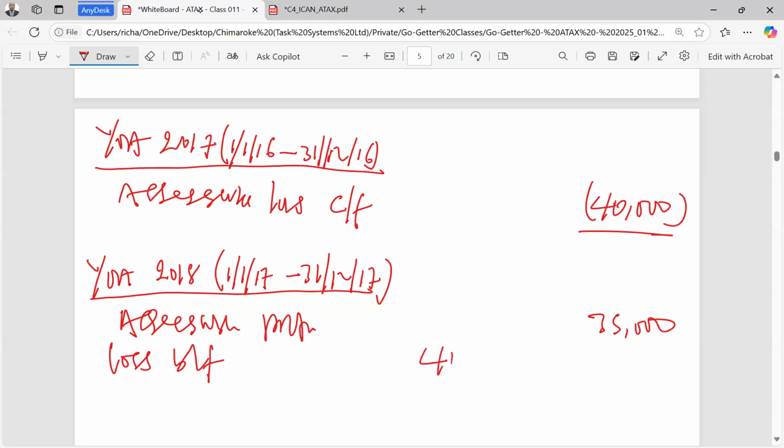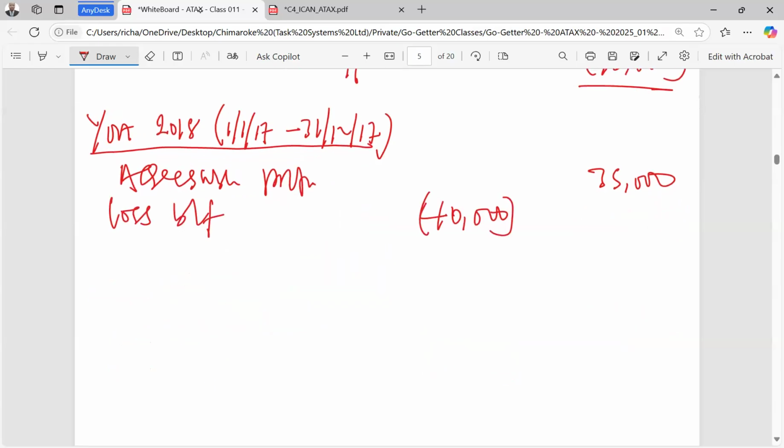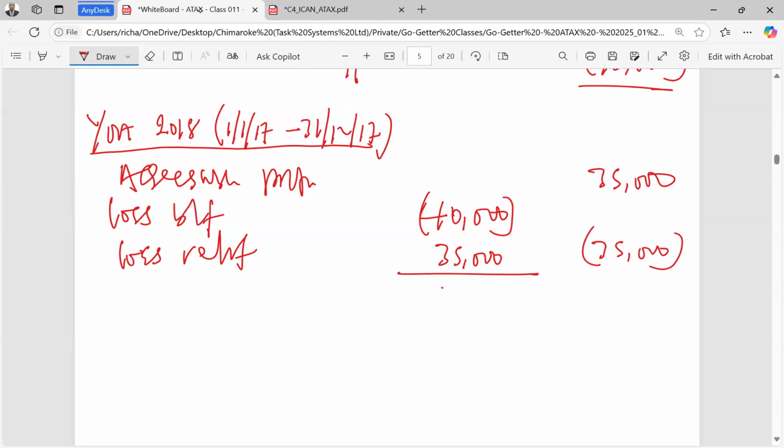I have 40,000 from loss. I'm going to reinstate 35,000 for relief. Loss relief, 35,000. I'll come here, 35,000. So we are going to be carrying only 5,000. Oh, I shouldn't have written it here.